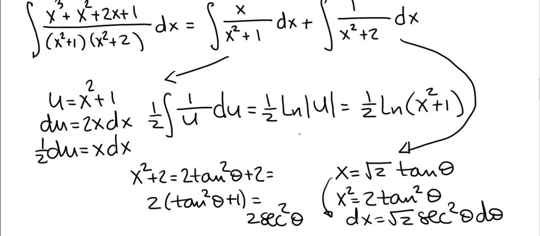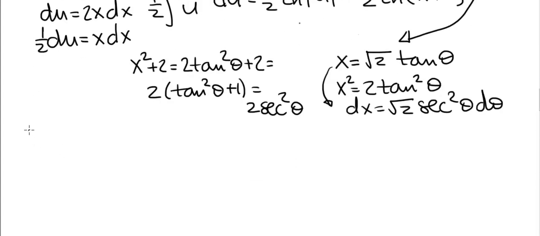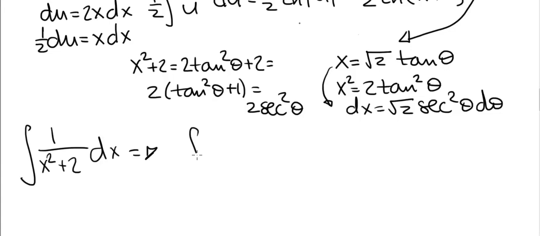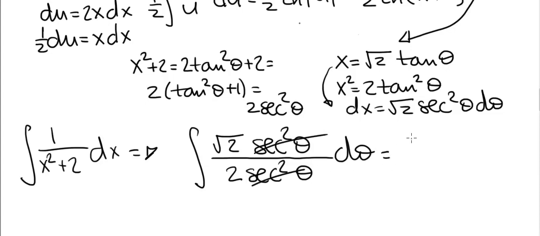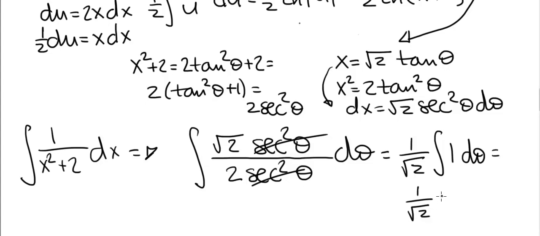And let's plug that back into the integral. The integral was 1 divided by x squared plus 2. Using that substitution, the denominator is going to be 2 times secant squared theta. The numerator is just dx, which is square root of 2 secant squared theta d theta. As you can see, secant squares cancel. Square root of 2 over 2 is 1 over square root of 2, times the integral of 1 d theta. So this is 1 over square root of 2 times theta.